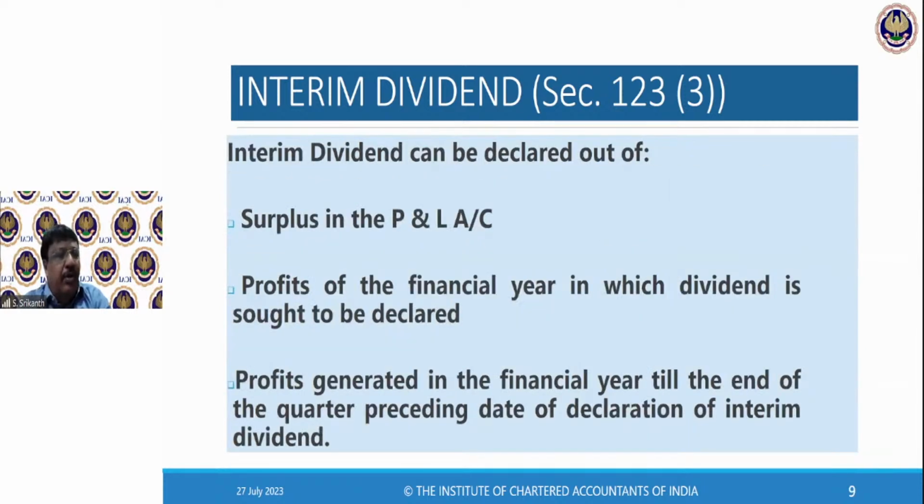Entire year you need not wait. You wait for 1 quarter to get over. See what is the profit till the end of that quarter. Out of that you can declare some dividend also. As I told you, you can check up MRF Limited. For every quarter they declare, at the end of every quarter they declare.